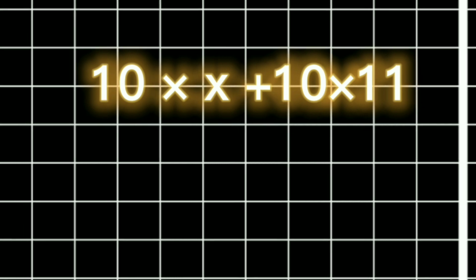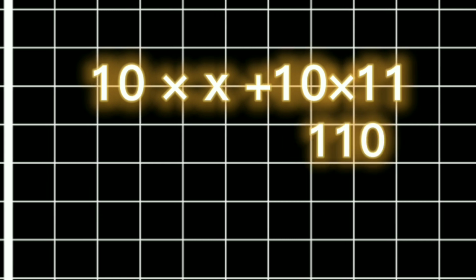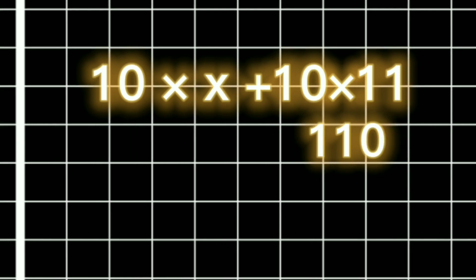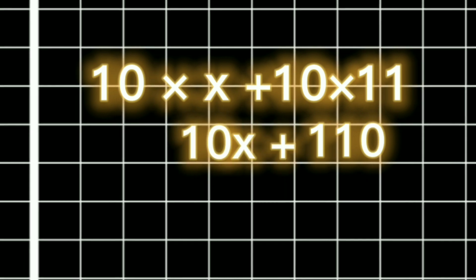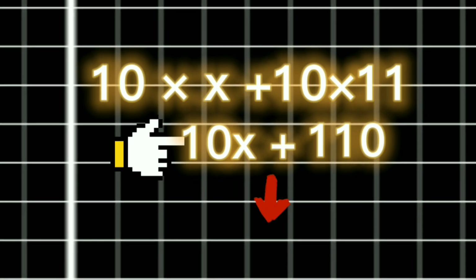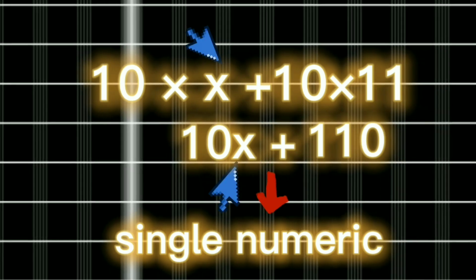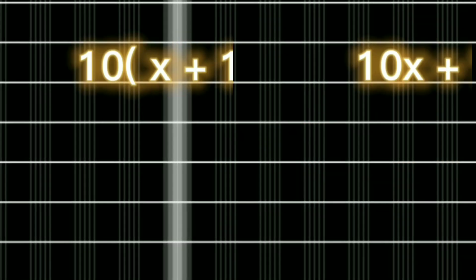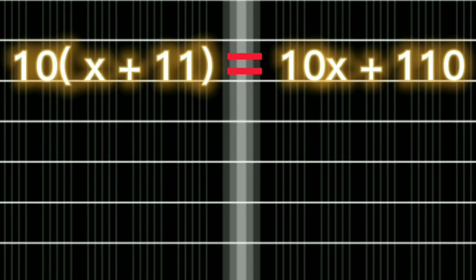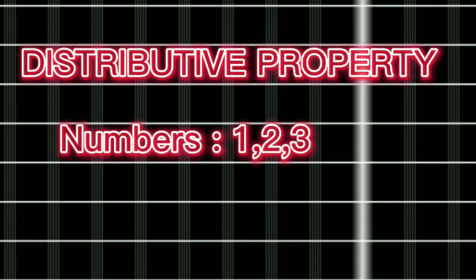But we can simplify 10 times 11 and just write 110. So the distributive form of this expression is 10x plus 110. And even though we can simplify these expressions all the way down to a single numeric answer without knowing the value of x, we do know that these two forms of the expressions are equivalent because they follow the distributive property.